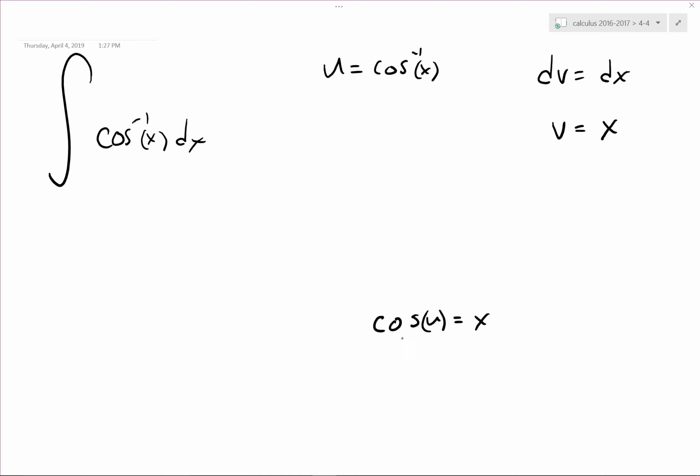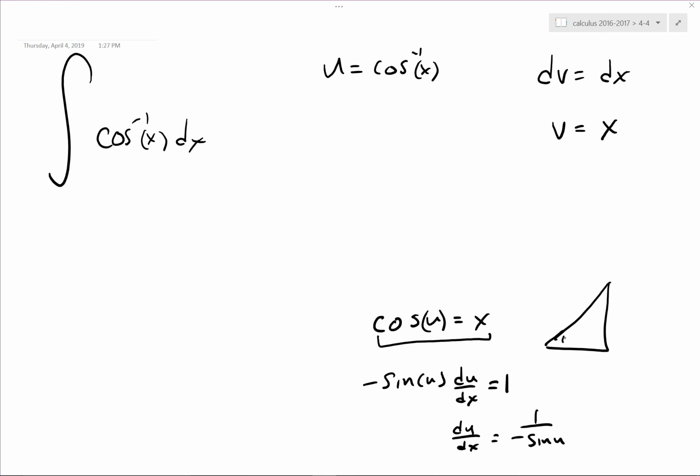What is the derivative of cosine of u? Minus sine u du dx. Yes? Equal to 1? So du dx is equal to 1 over minus sine of u. Well, that's cute, but what is the sine of u, Mr. Groom? Well, I don't know, but I know the cosine of u is equal to x.